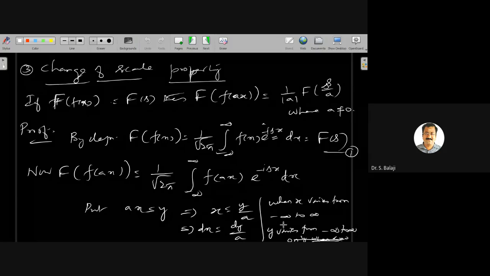Then x varies from minus infinity to infinity, and y is also minus infinity to infinity. Whether it is correct or not, any condition we have to impose here? If I put x equal to minus infinity, y is also minus infinity; x infinity, y is also infinity. Is it correct, any condition we have to impose for this substitution? Anyone have the idea?